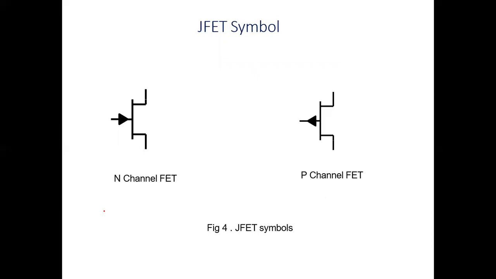So this is the JFET symbol. We have two types, the N channel and the P channel JFET. In the N channel, the arrow mark points into the circuit, meaning the electrons get into the circuit, so it is called N channel. P channel means it will receive the electrons, so the arrow mark points out.